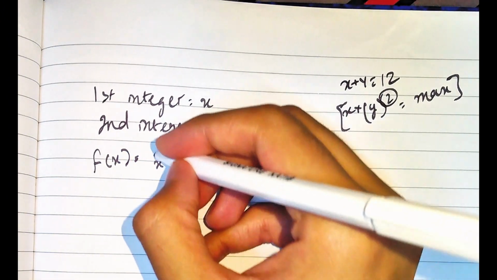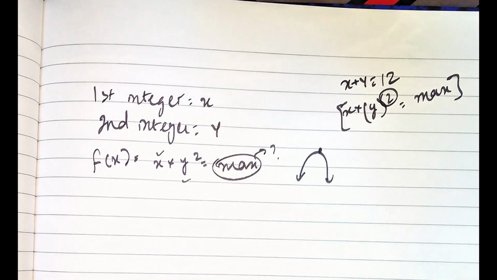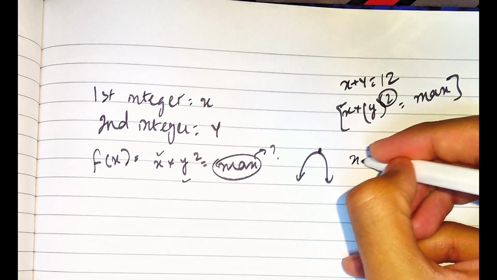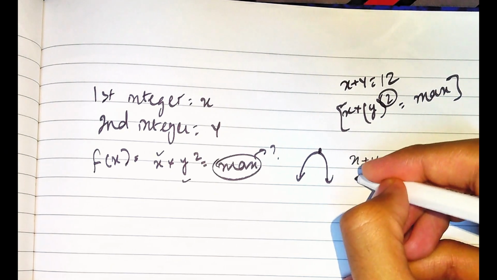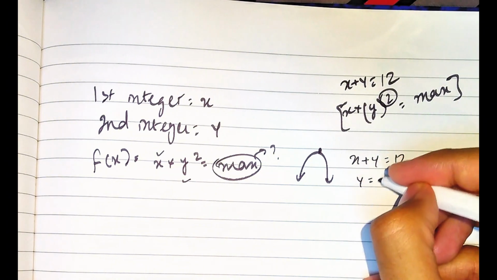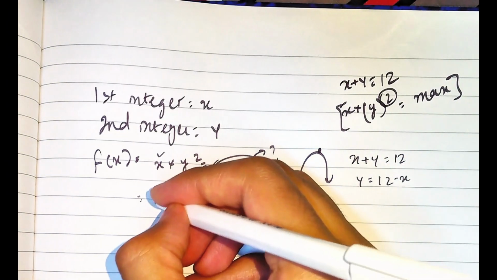We have to convert this function into a one variable function. You can see we have two variables over here, x and y. How can we do that? We know that x plus y is equal to 12, so we can rewrite the equation for y. It will be 12 minus x. We can simply put in the value of y.